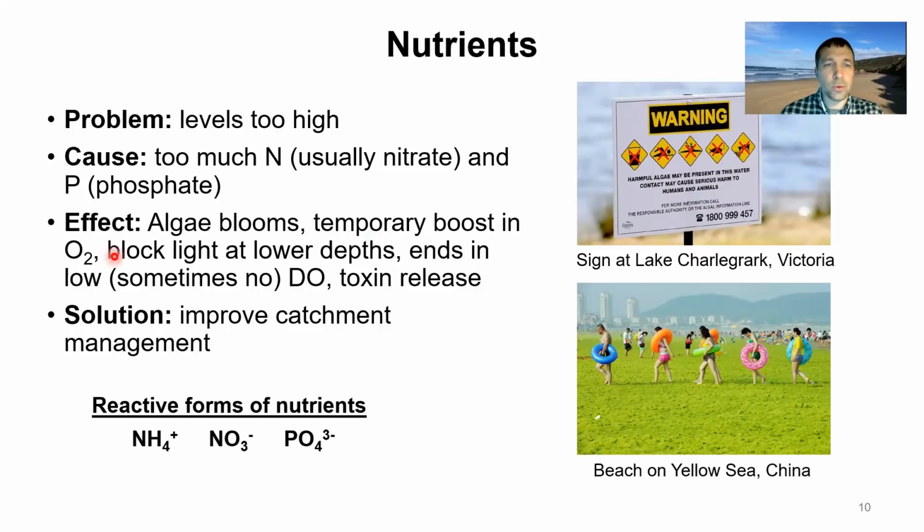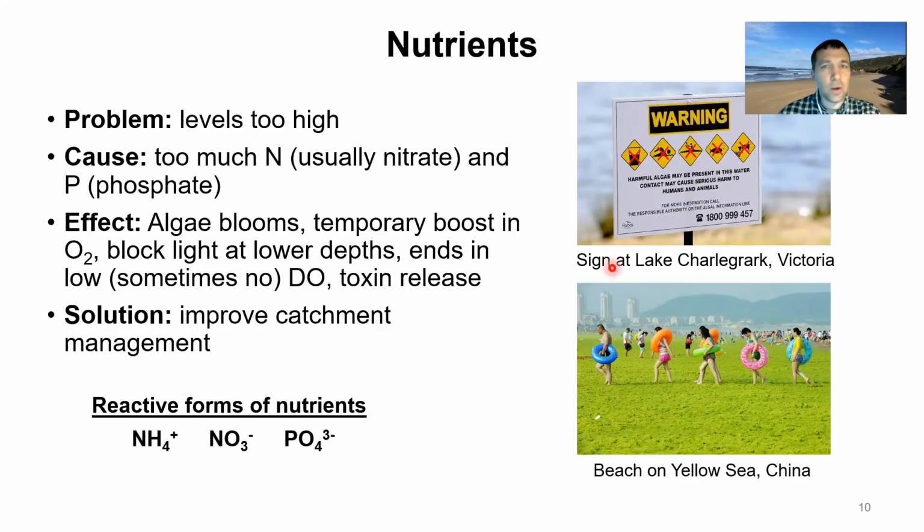Even though they might have a temporary boost in O2 because algae does carry out photosynthesis, these massive blooms that occur in surface waters can block light at lower depths and thus starve bottom-dwelling aquatic plants from sunlight. In addition to this, the algae themselves can produce toxins. So you don't want to drink water which has recently been exposed to an algae bloom. We talked about this in the previous lecture at Lake Charlegark, for example, in West Victoria. Even if you boil this water, that doesn't remove the toxins that are produced by the algae.